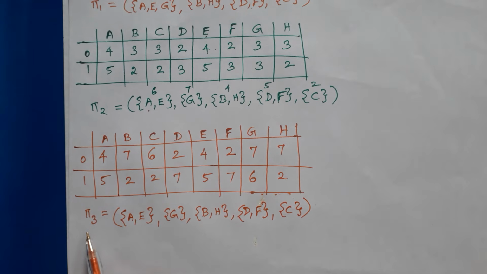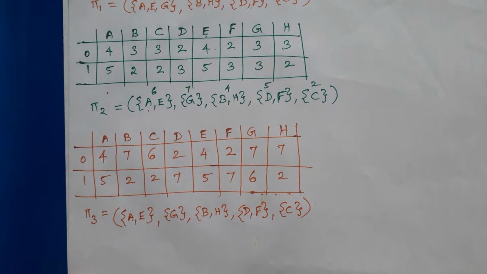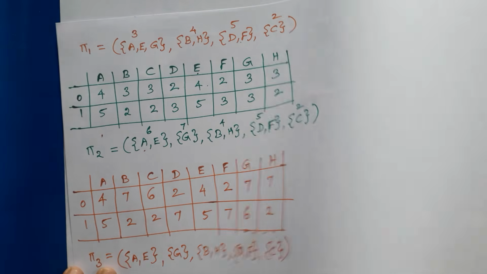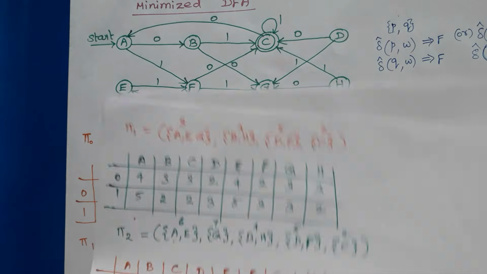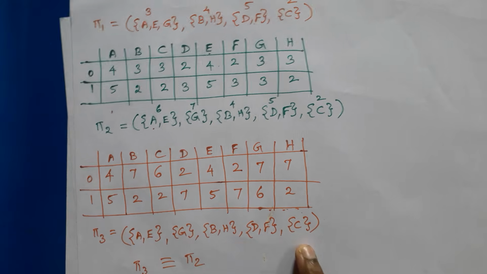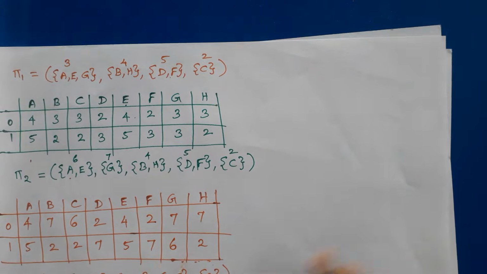So here we can see that phi 3 is equivalent to phi 2. No new groups are generated, so phi 3 is similar to phi 2, and we have to stop partitioning the groups. Now we have to construct the minimal state DFA. Initially the DFA has 8 states, A, B, C, D, E, F, G and H, and now after partition we have only 5 groups. So our minimal DFA will have only 5 states.